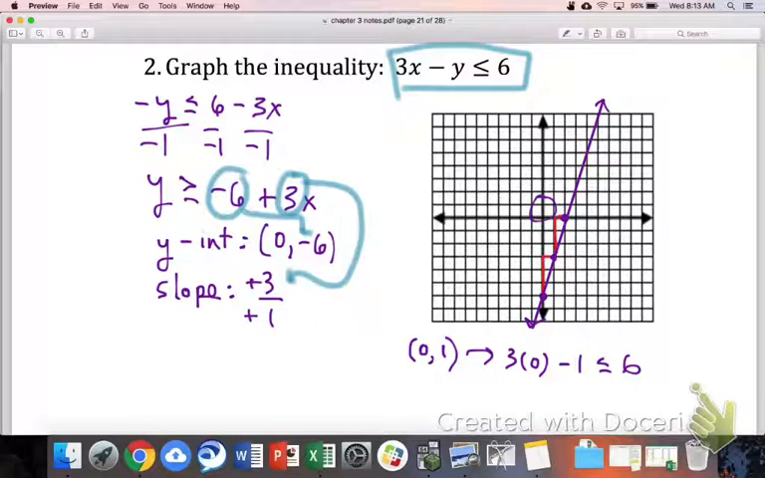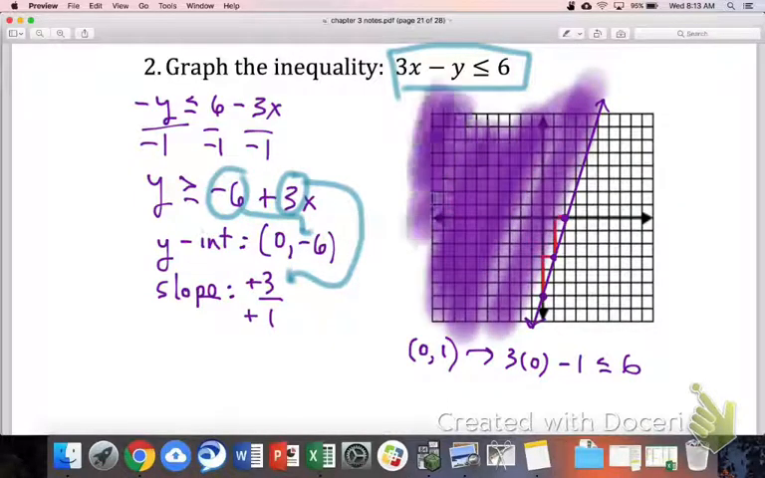And so the way that I would represent that is with some shading. So it would look something like this. I'm going to shade over here. Let me try that again. I'm going to shade over here, that whole left side. The reason why I'm going to shade over there is because I tried out a couple of test values over there, and they proved to be true, didn't they? They proved to be true.